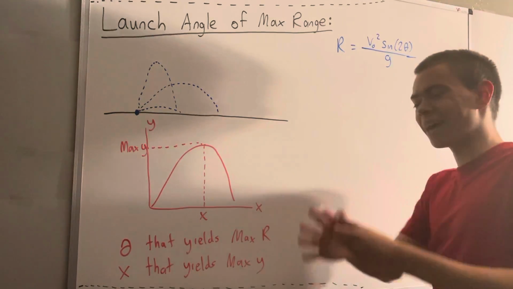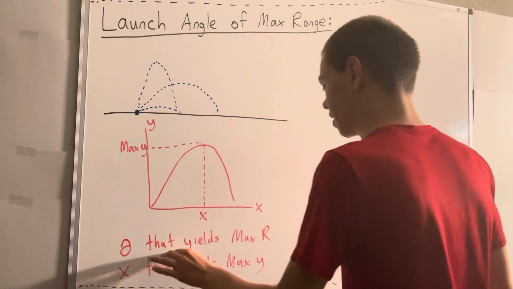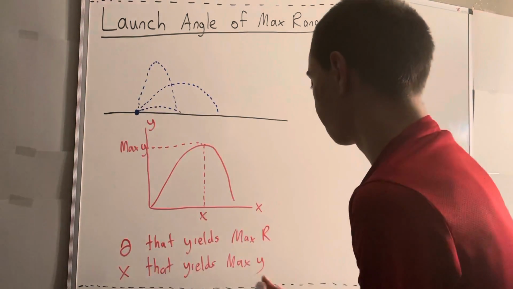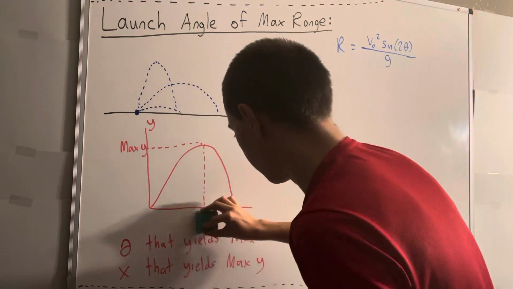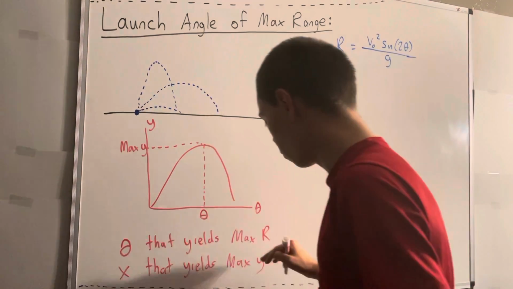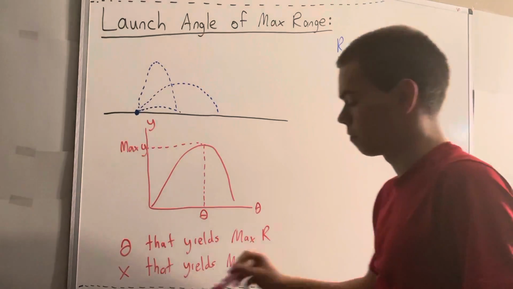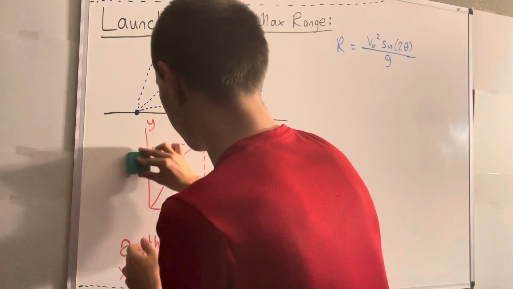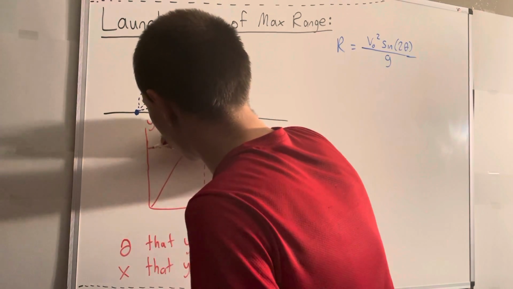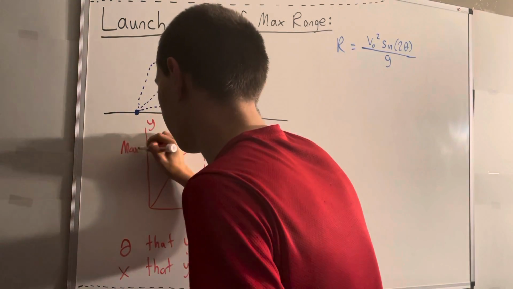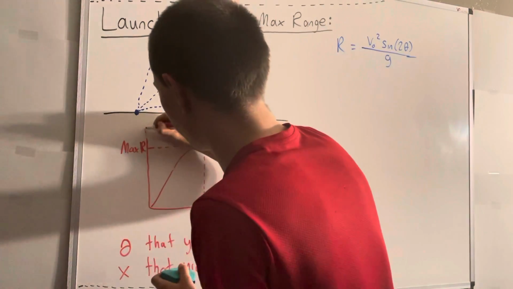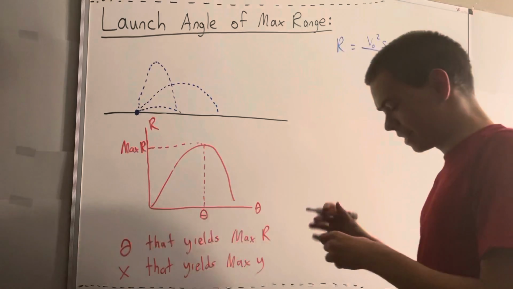Likewise, it works the same exact way for the launch angle that yields the maximum range, right? What we're going to do is we're just going to replace x with theta, so x gets replaced with theta, and y gets replaced with R, right? So really, this becomes the maximum range. So this is just the maximum R, and of course this is R. And so that's the whole idea of how this works.